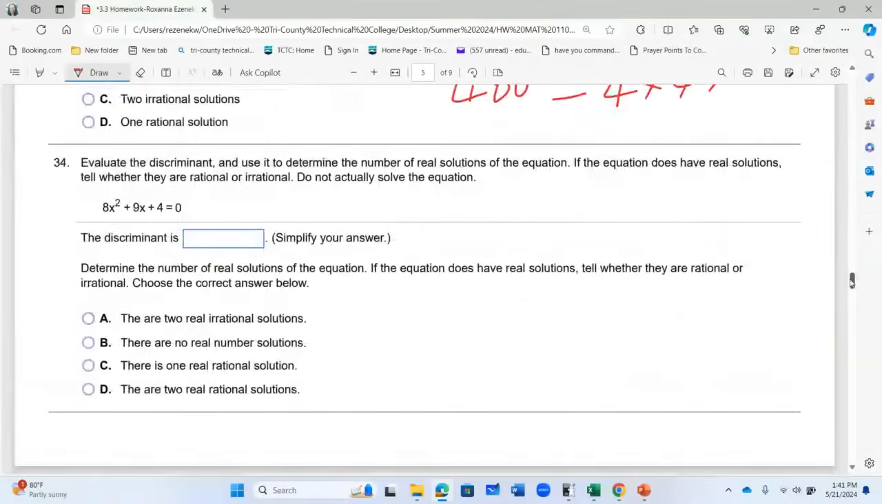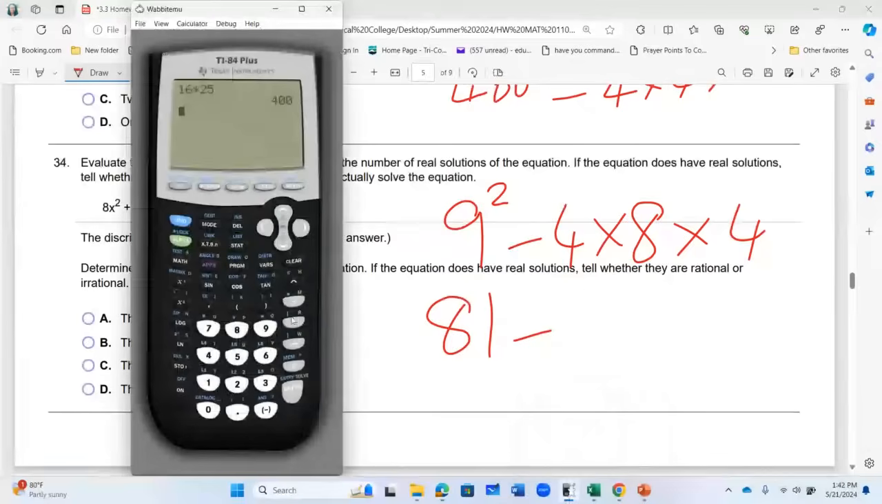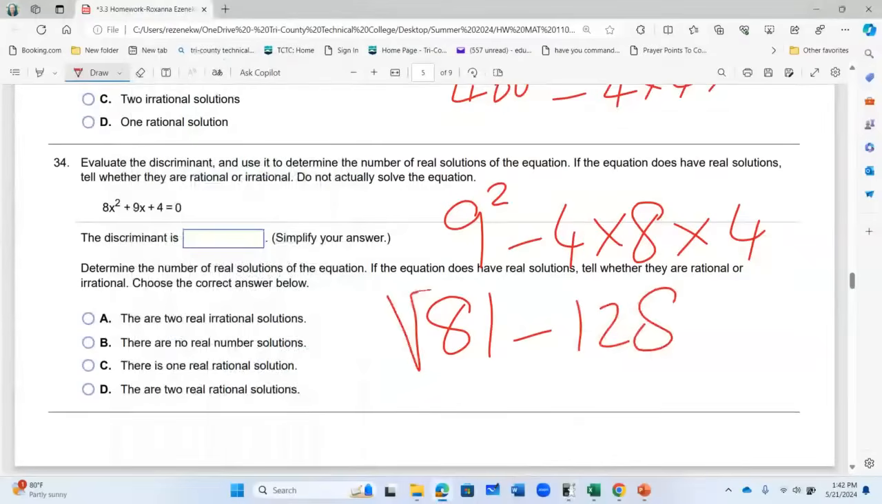Okay, well, let's do number 34 because I'm sure this one is not going to be 0. All right, so the discriminant here is b squared, so 9 squared minus 4 times a, which is 8, times c, which is 4. 9 squared is 81 minus, so let's get a calculator, 16 times 8. And we have 128.